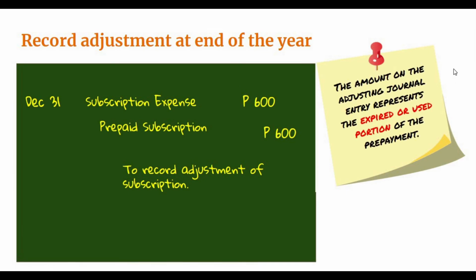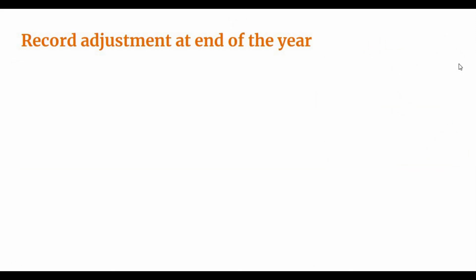We take note that the amount on the adjusting journal entries for asset method is representing the expired or the used portion of the prepayment.